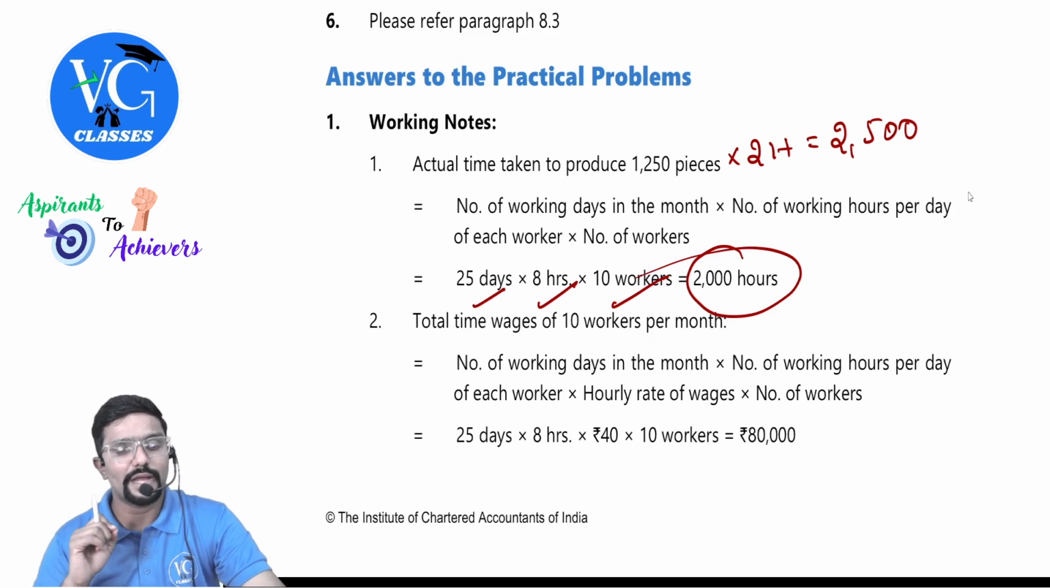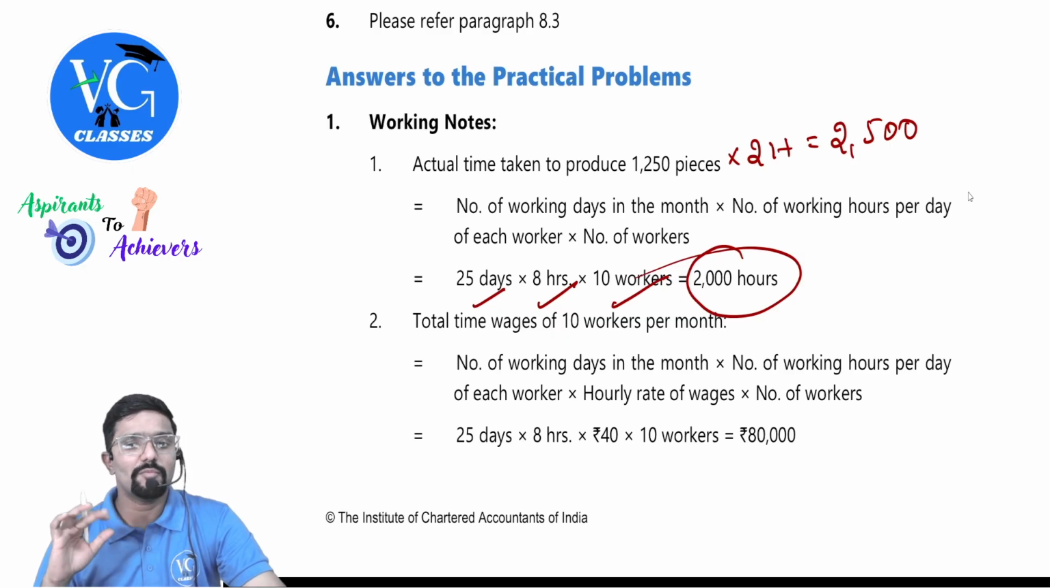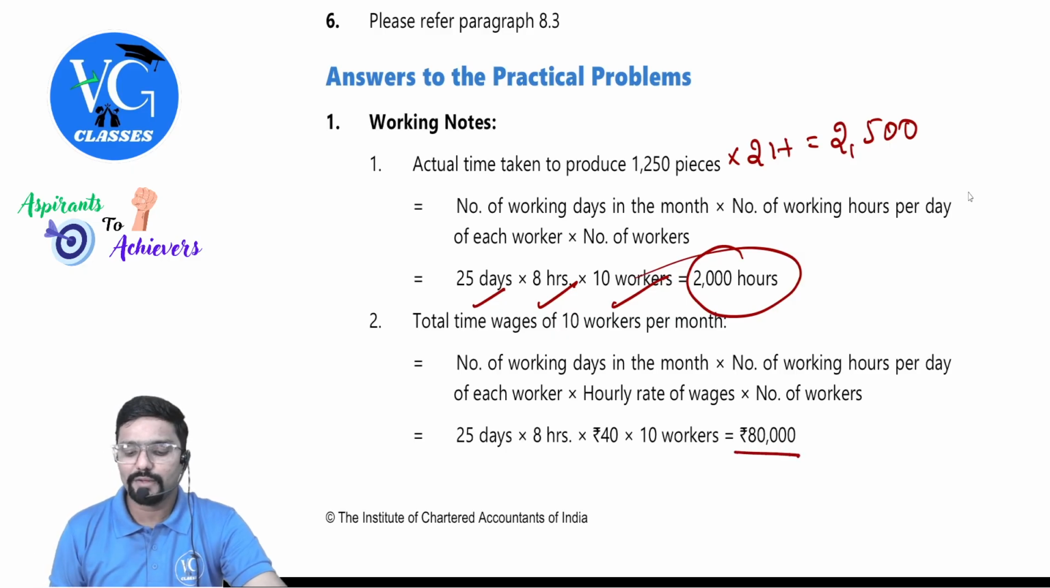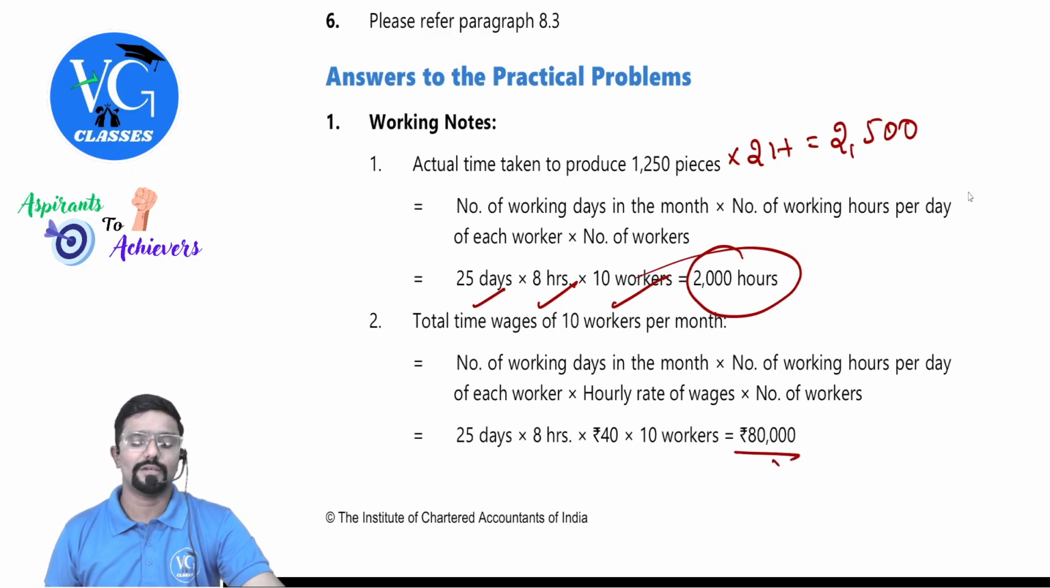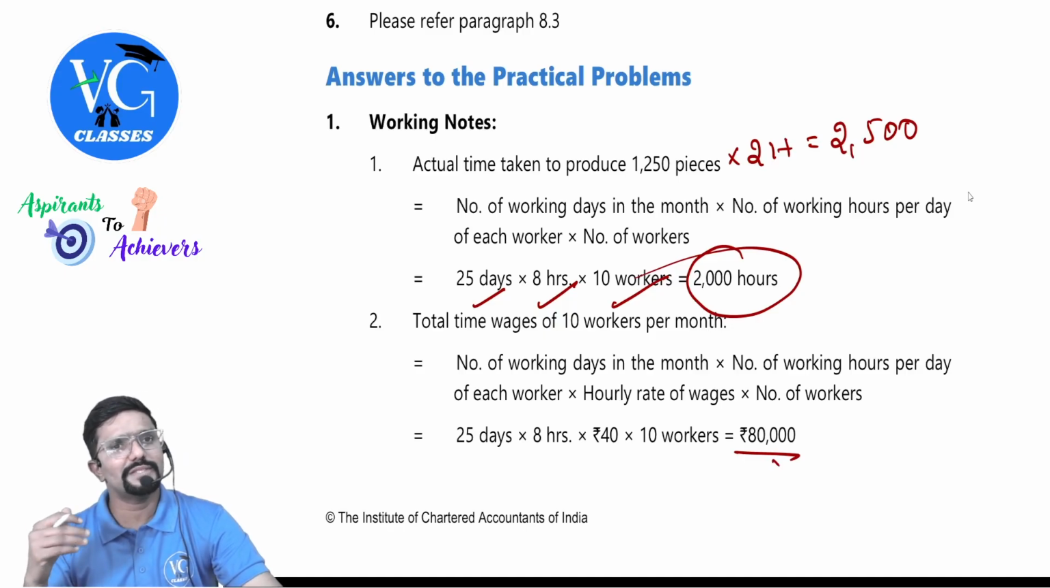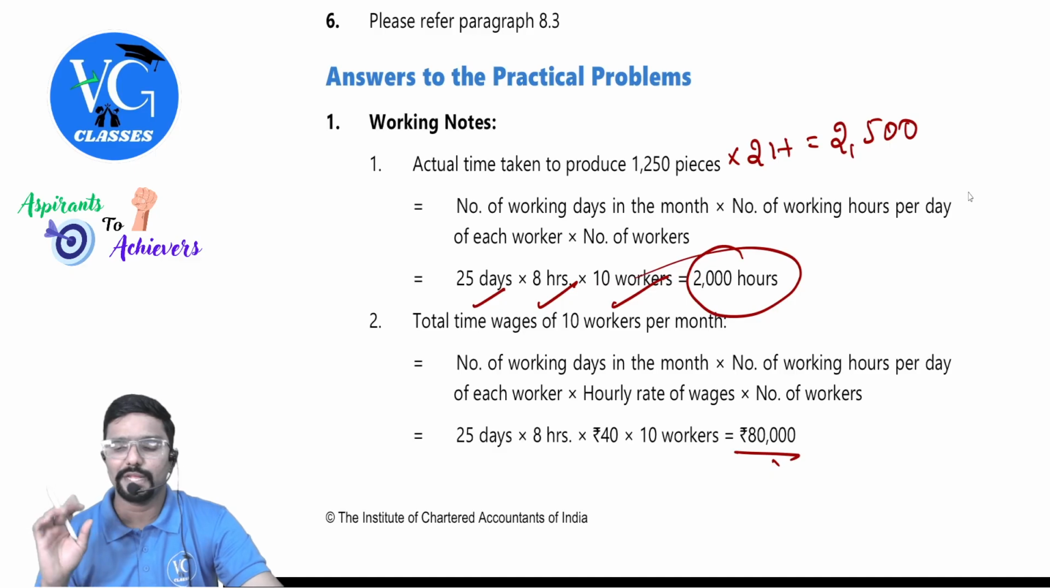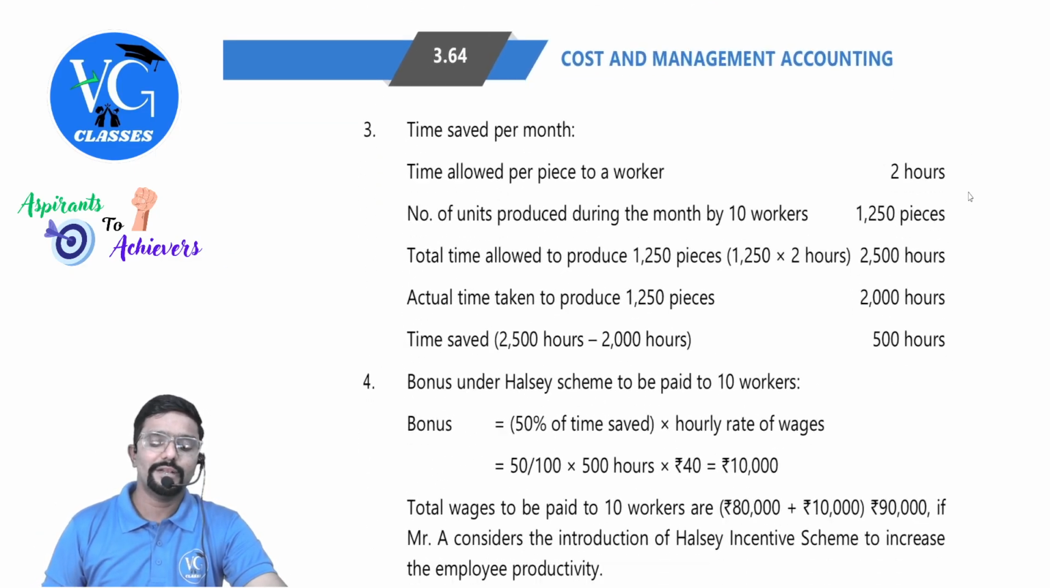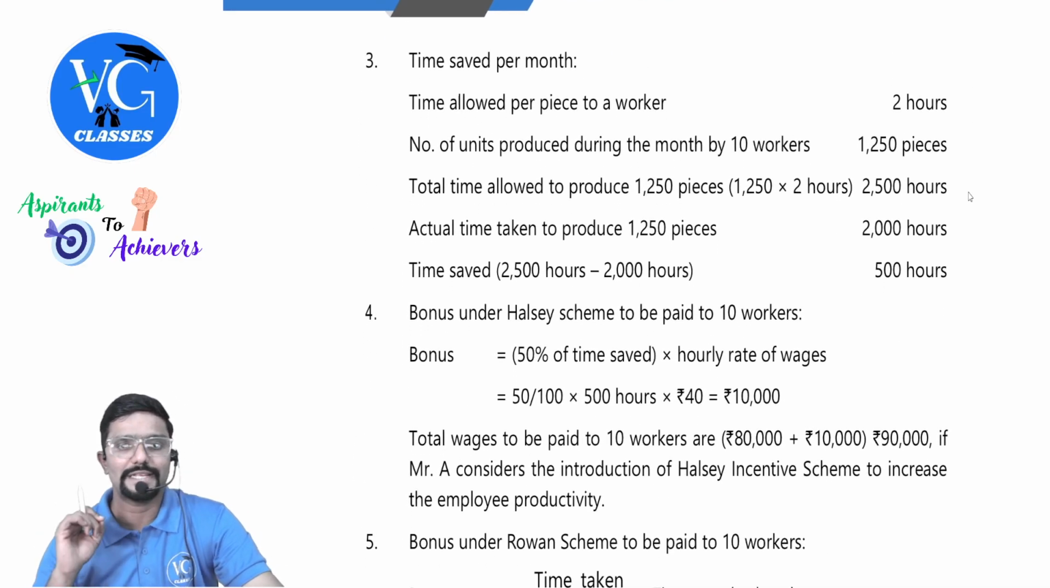Time wages. Okay, how is it, sir? Number of working days in a month, which is 25. Number of working hours per day, which is 8 hours. Into hourly rate is 40. And totally how many workers are there? 10 workers. So based on time, what is the total payment, guys? 80,000. And hourly pay 40 rupees, they only given in the question. You need not worry about it. Okay, sir. 10 workers is given in the first line of the question, guys.